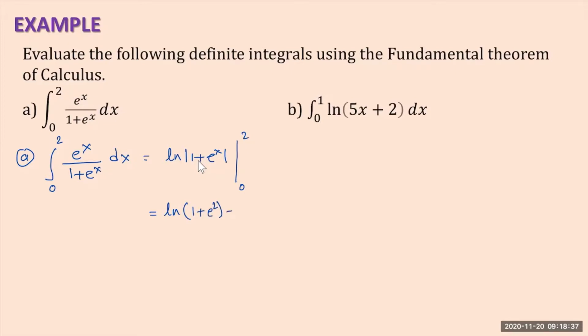Minus, if I plug in 0, it will be the natural log of, e to the 0 is 1, 1 plus 1 is 2. So it is equal to the natural log of 1 plus e squared minus the natural log of 2. Since this is the difference of two natural logs, it can be written as the natural log of 1 plus e squared, divided by 2. So this is how much we can simplify this.